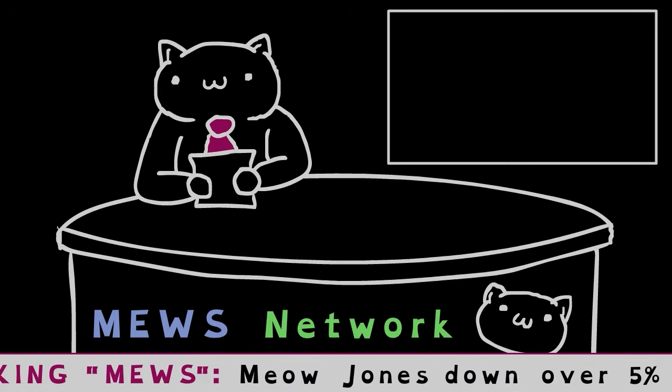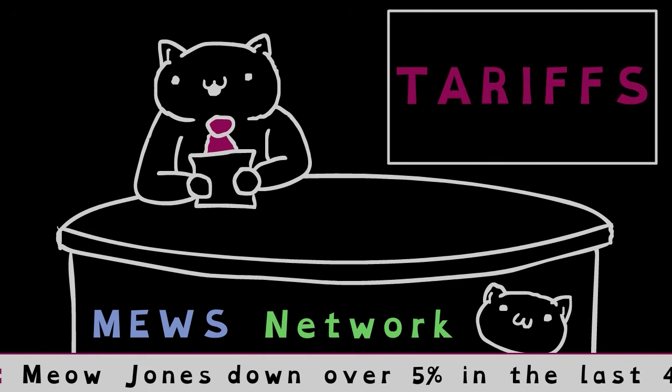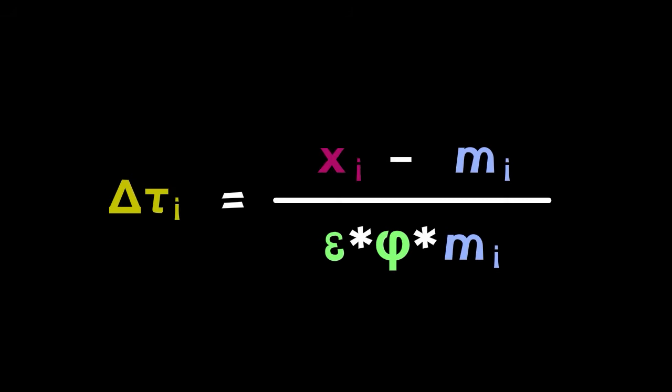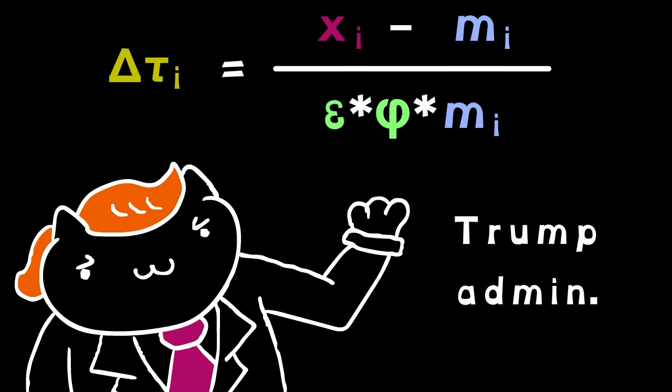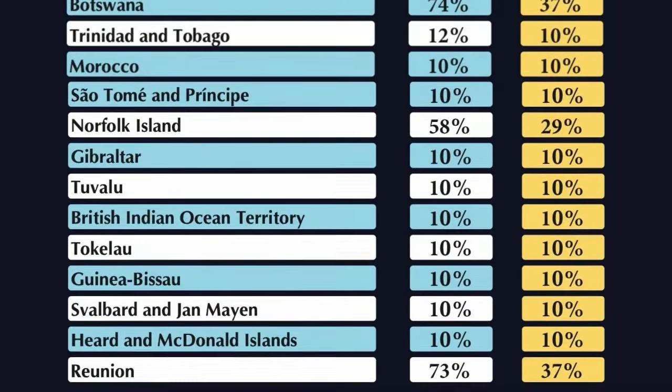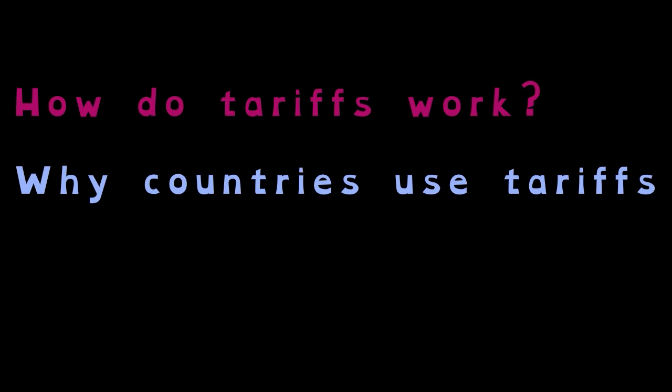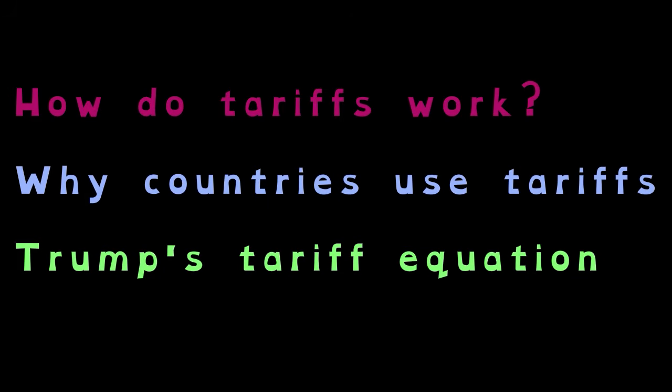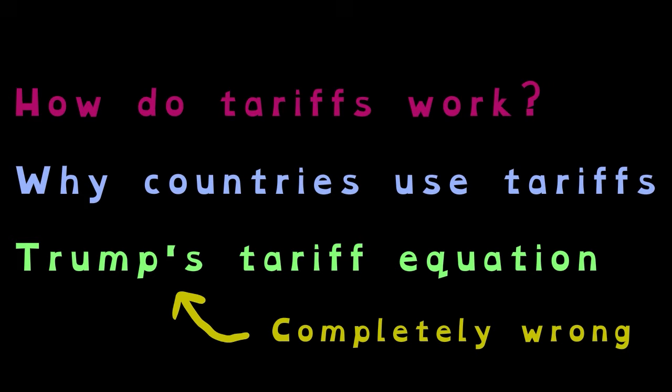So recently there's been a lot of talk about tariffs in the news, and specifically about this equation to calculate tariffs published by the Trump administration and showcased in this nifty little chart. So to alleviate potential confusion about what's going on, I've made this video to explain how tariffs work, why countries decide to use them, and why Trump's tariff equation is a bit, how do I put this lightly, completely wrong. So to start, how do tariffs work?